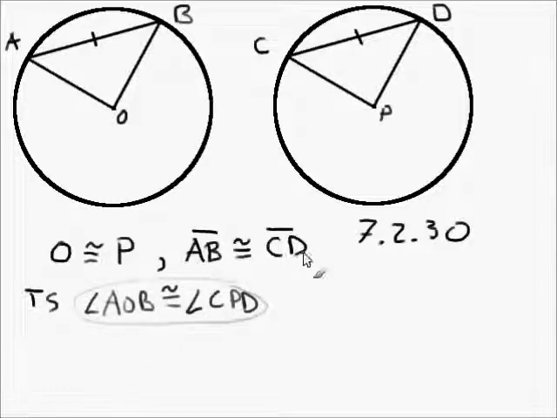And we know AB is congruent to CD, circle O is congruent to circle P. I set it up like this, with two circles as opposed to the one circle. I think it's easier to visualize that way. So let's get proving.